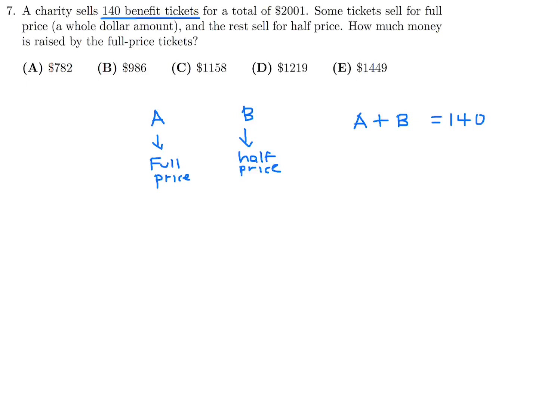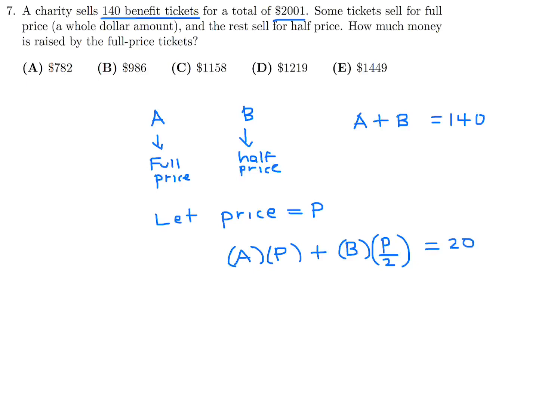And then what else do we know? We have to give them a price. So let price equal P. And they tell us that the total amount is 2001. So that means the number of tickets sold at full price, A, times the full price, which is P, plus the number of tickets sold at half price, B, times half the price, which is P over 2, would be equal to 2001. So that's our second equation.